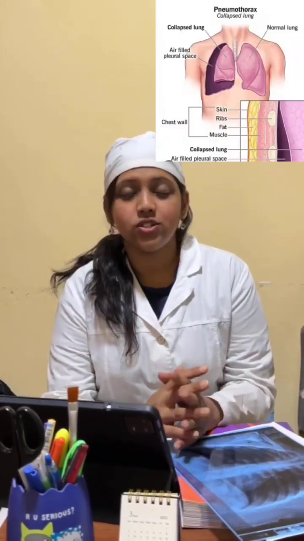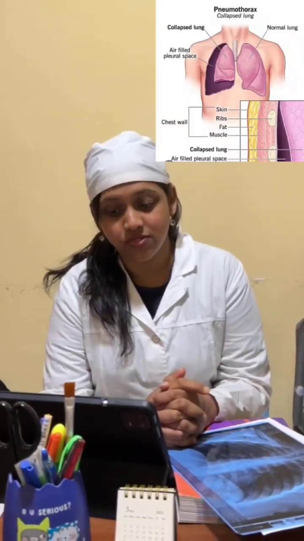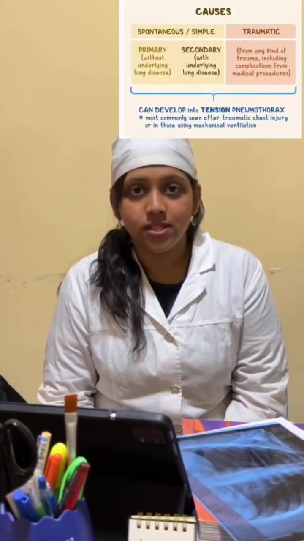Today we will be talking about pneumothorax. Pneumothorax is basically the presence of air between the pleural spaces. Now this can lead to lung collapse or sudden respiratory distress. Now what I'm going to talk about mainly is the causes of this disease.